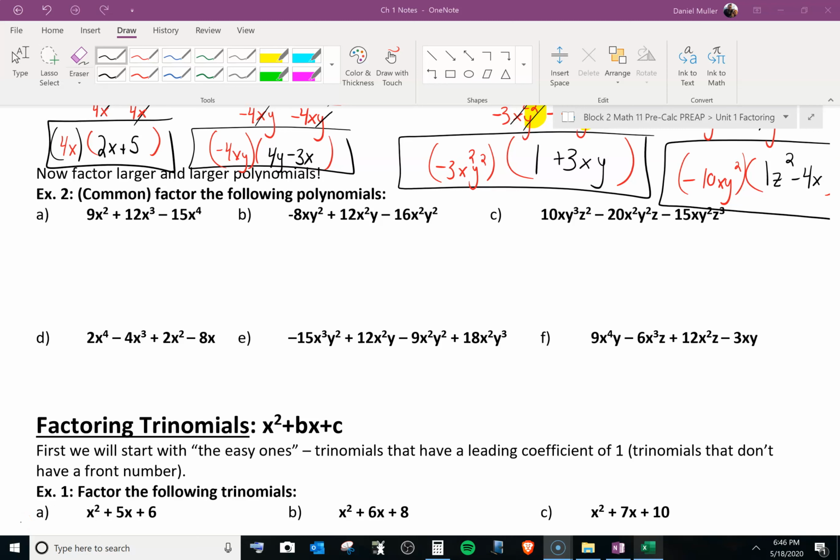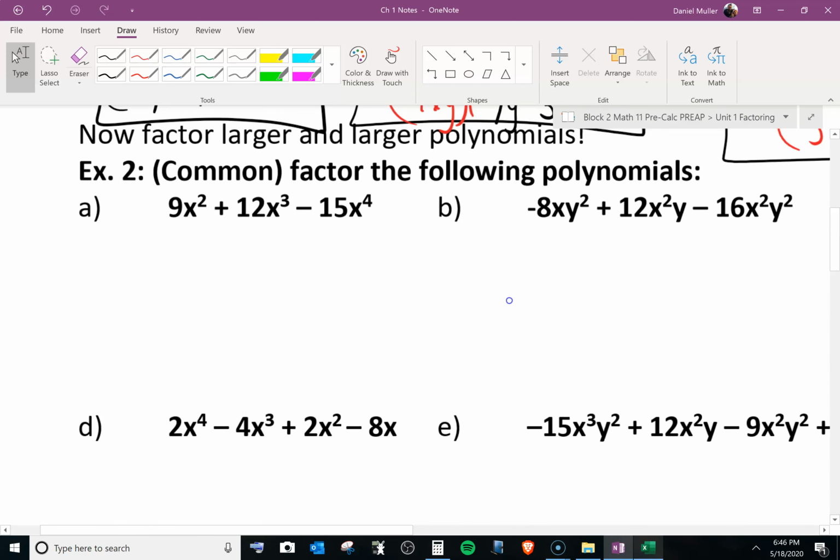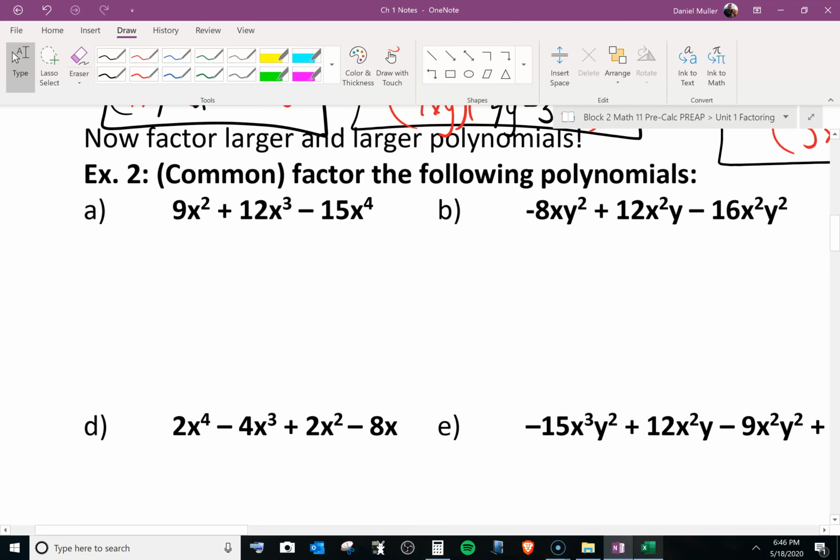Example 2, common factor the following polynomials. Again, we don't know how to factor trinomials. We haven't learned that, but we need to know in order to completely factor something, you need to know how to common factor, which is why we're doing this part first. So what can these all be divided by?